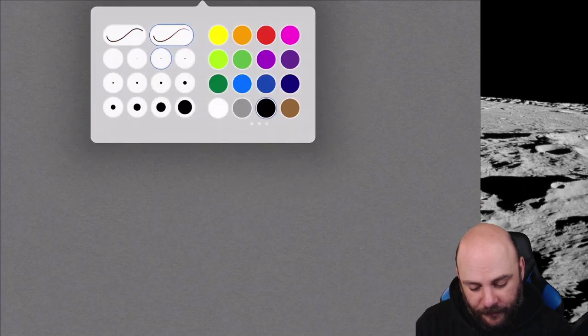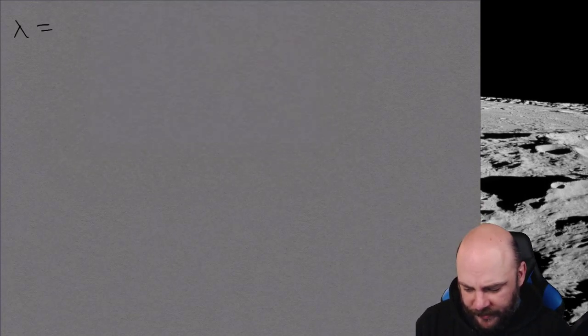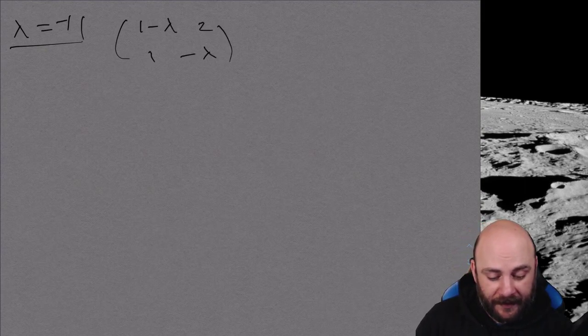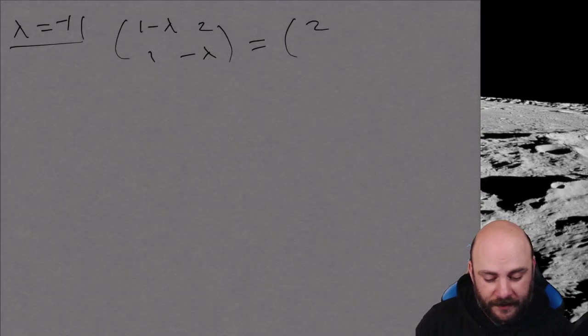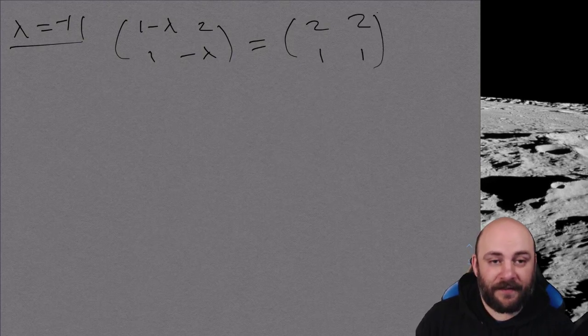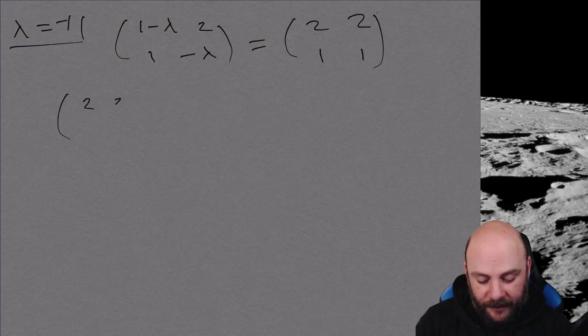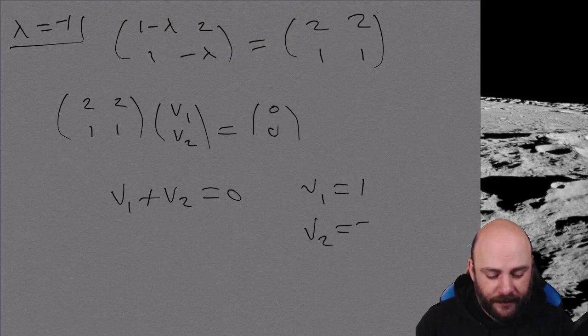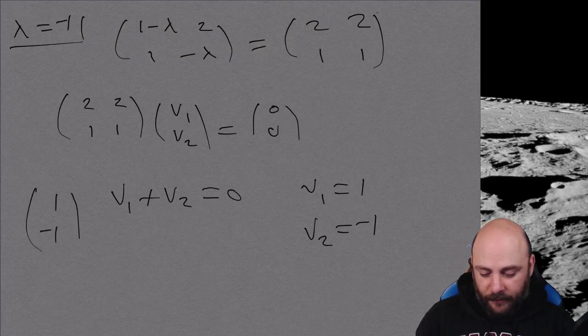All right. So the next eigenvalue, lambda equals, what was it? -1, I think. Sure, we'll go with that. My matrix is 1 minus lambda, 2, 1, and negative lambda. Let's plug that lambda in there. And I get 2, 2, 1, 1. You can definitely see the first row there is just 2 times the bottom row. So they're dependent. They don't contain any different information. Putting this into the problem that I need to solve, I get V1 plus V2 equals 0. So if I choose V1 equals 1, then V2 is going to equal -1. And so my vector here is (1, -1).